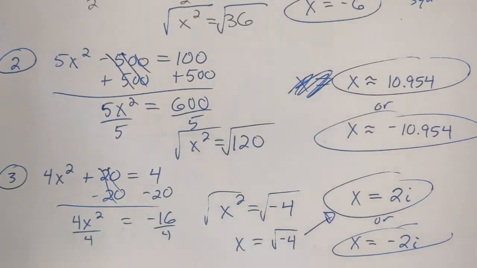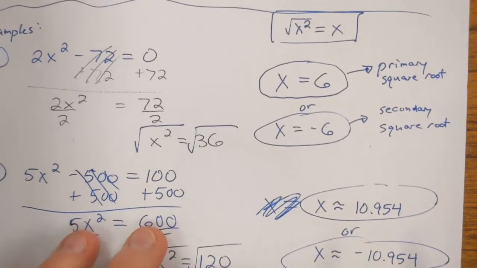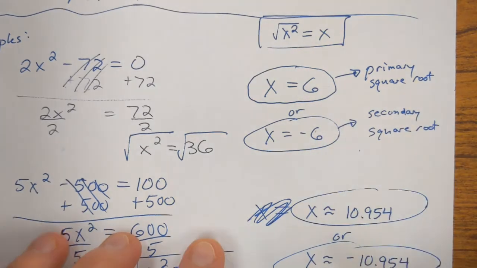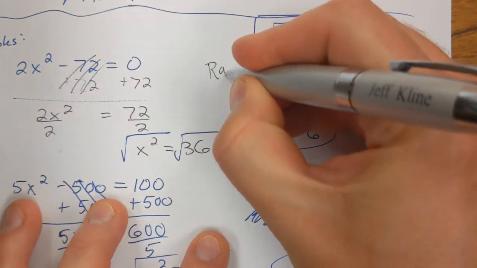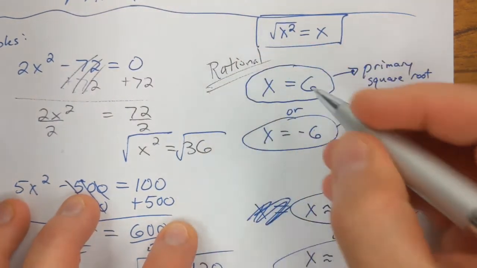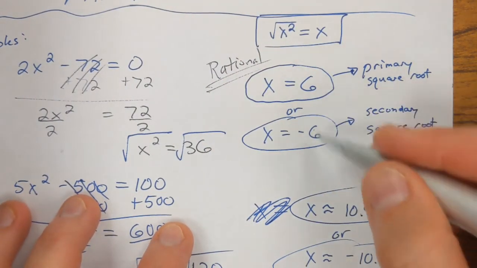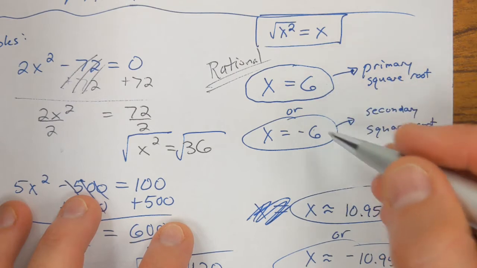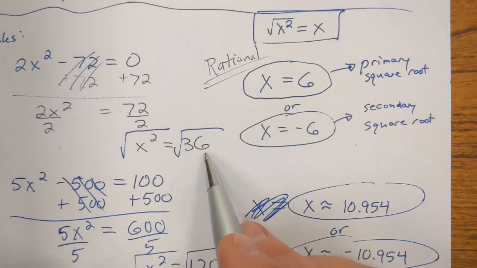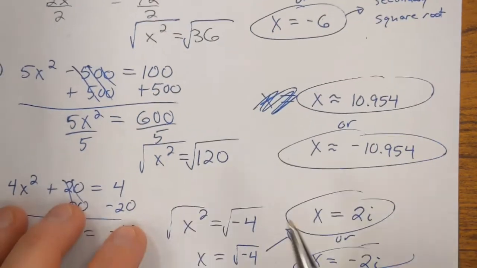Now, look what happened in these three examples. The first one, the square root came out perfectly. The square root of 36 comes out perfectly. Remember, these are called rational solutions. And with rational solutions, there's nothing really unique you have to do. Just write down the answer, 6 and -6. Easy enough. The square root of a perfect square comes out rationally.